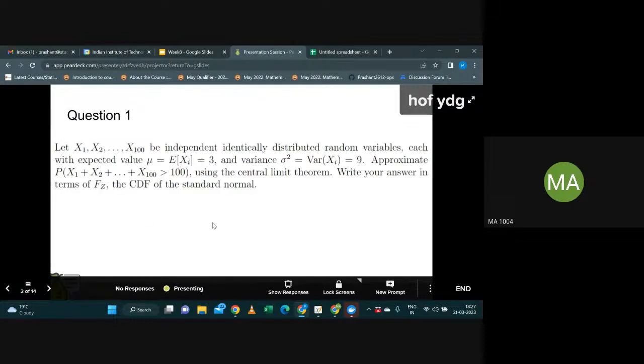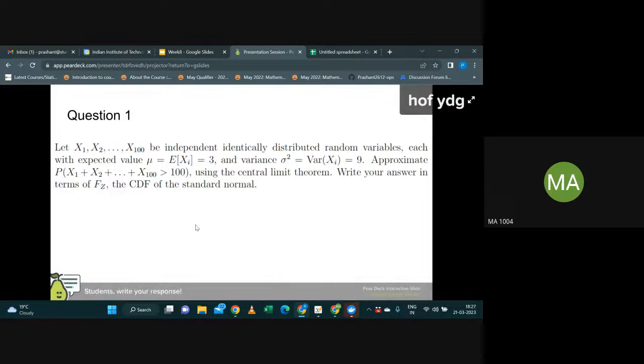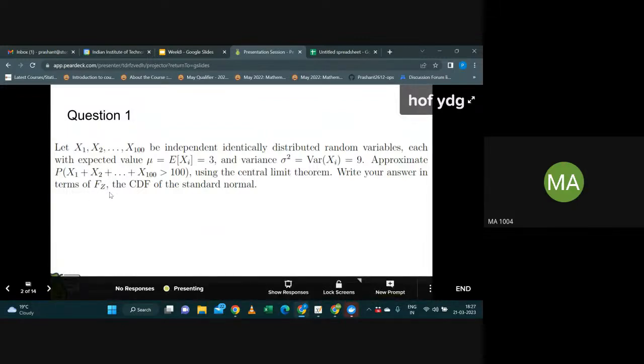Okay, so the first question says X1 up to X100 are IID random variables, each with expected value mu equal to 3 and variance of Xi equal to 9. Approximate the probability that X1 plus up to X100 is greater than 100 by using the CLT. You have to write your answer in terms of phi. The phi value is not given here. Suppose you are getting phi of 2, just write the answer in that format.